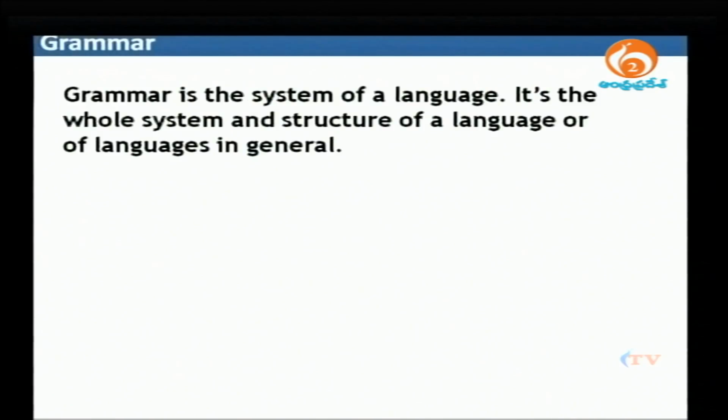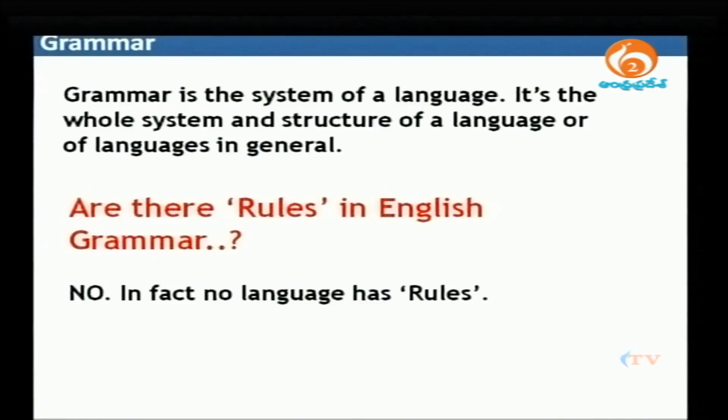We usually say grammar is a rule, right? But grammar is actually not a rule, it's a system of language. It's the whole system and structure of a language, or languages in general, which means it's not just English. If you take any language into consideration, there is certainly a system, a process, a framework which we follow. That is exactly what grammar is. Are there rules in grammar? Like I said, no. In fact, no language has rules. It's a system, a framework which you have to follow.